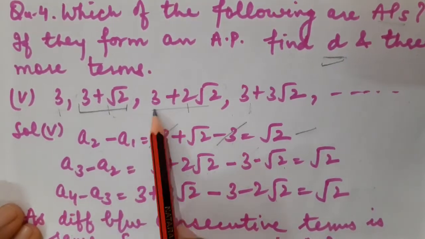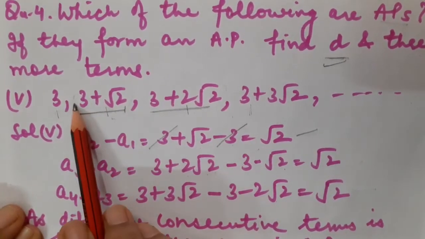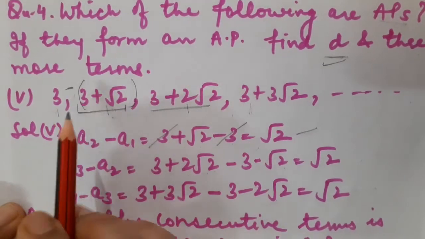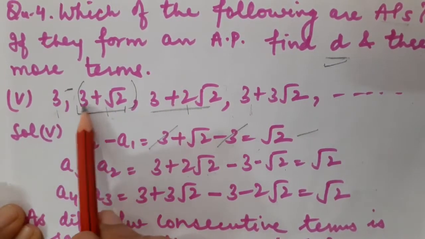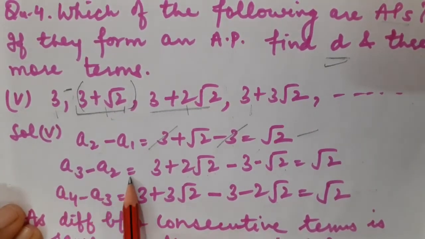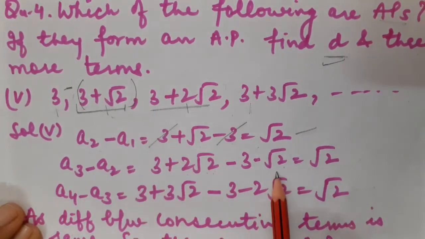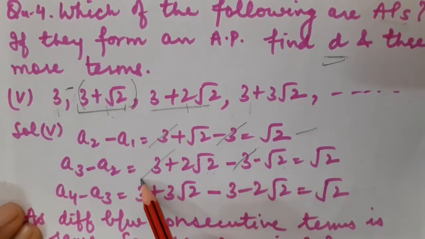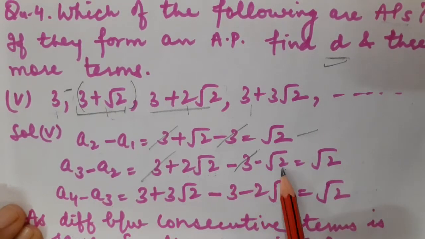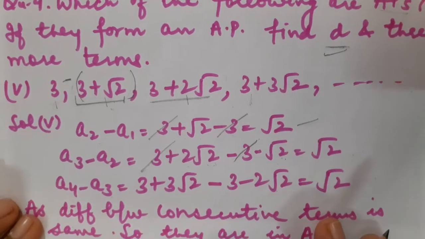It should be A3 because this is the third term minus A2. When a minus sign comes before a term, the sign of each and every term will be changed. So A3 minus A2 is equal to 3 plus 2 root 2 minus 3 minus root 2. Again, positive 3 and minus 3 are going to be cancelled. 2 root 2 minus root 2 will give you root 2 only. Correct, students? Now let us switch to the next.